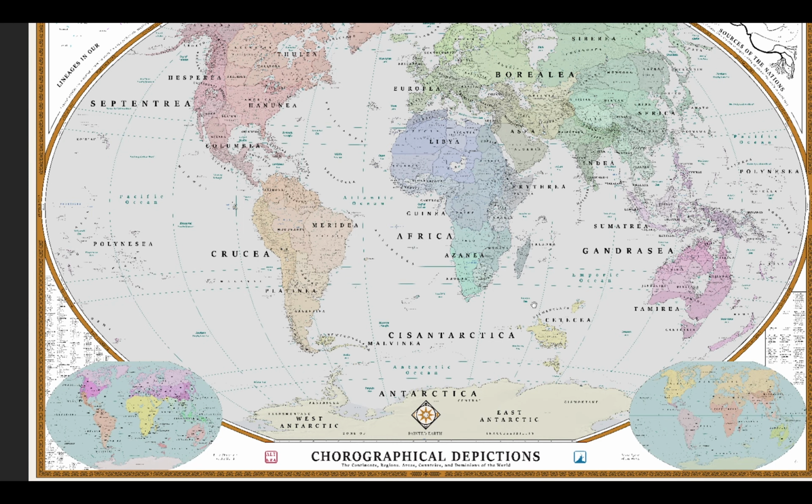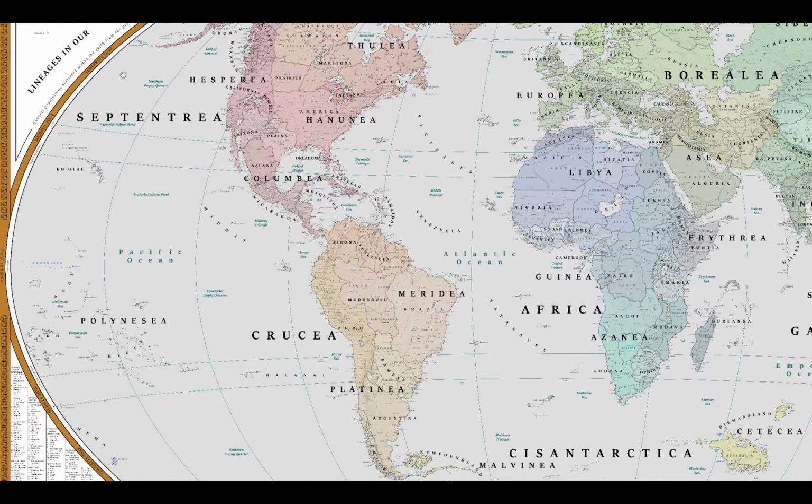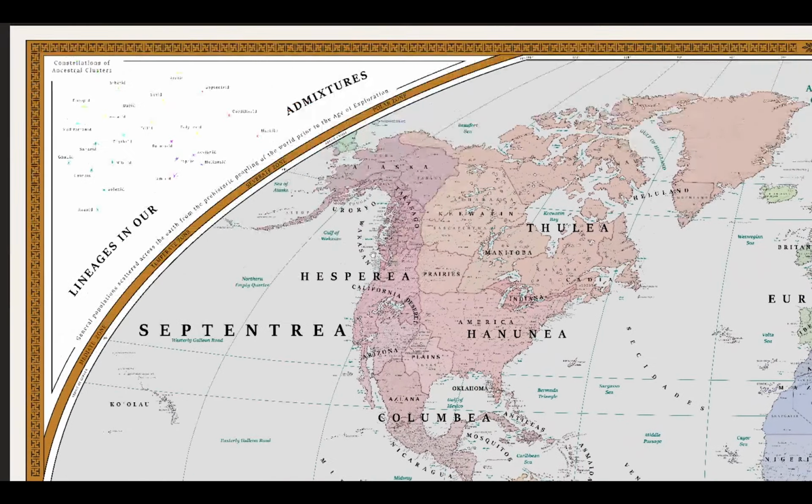Back in the map room. All right. For another talk. What are we talking about today? So today, we're talking about the other graph you have on your core graphical depictions map.